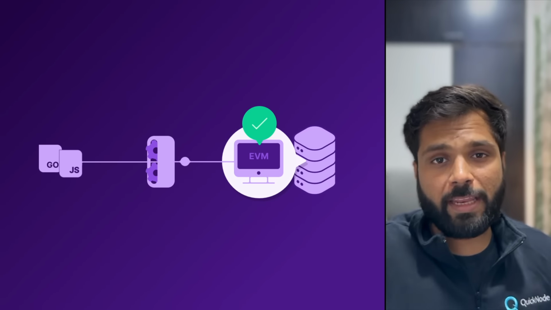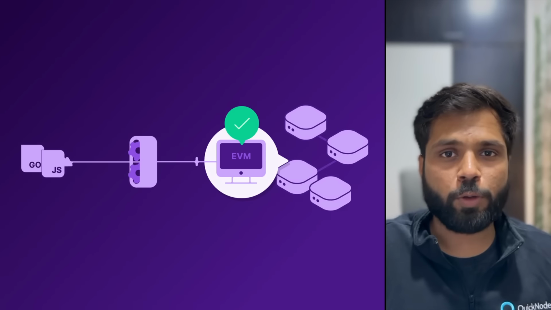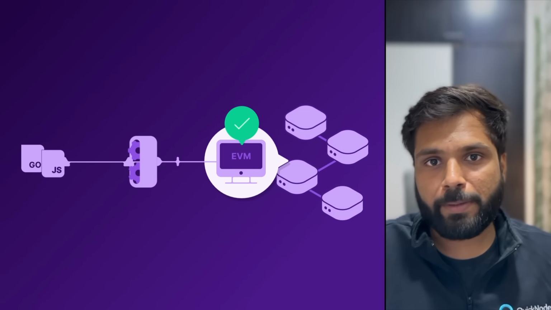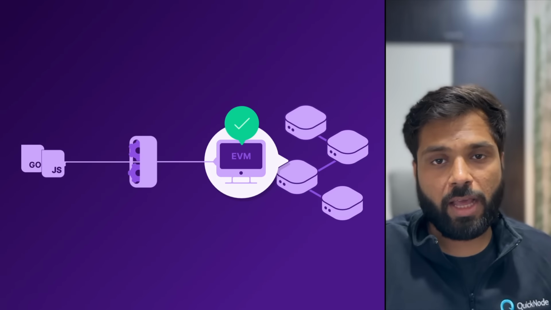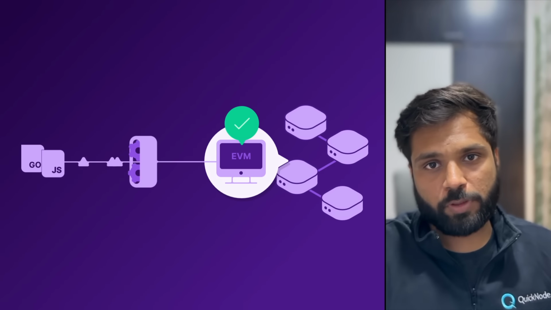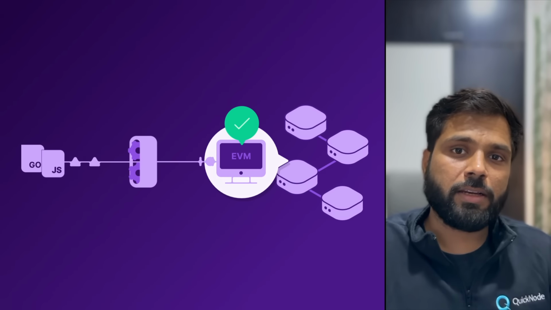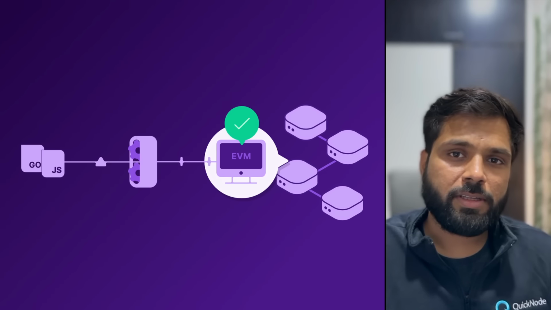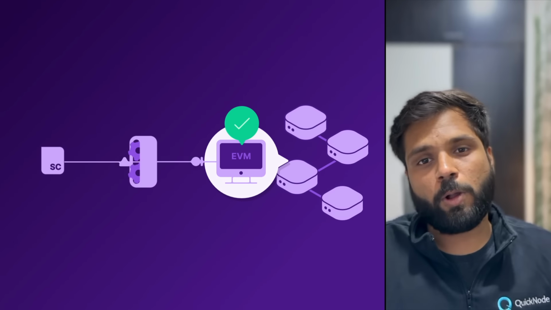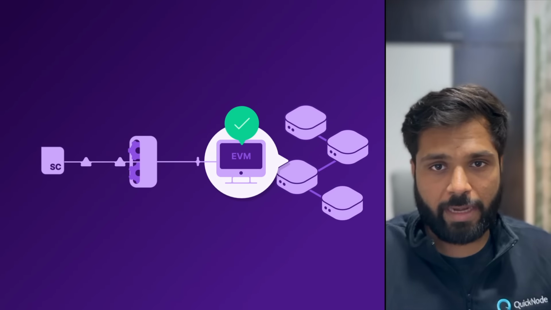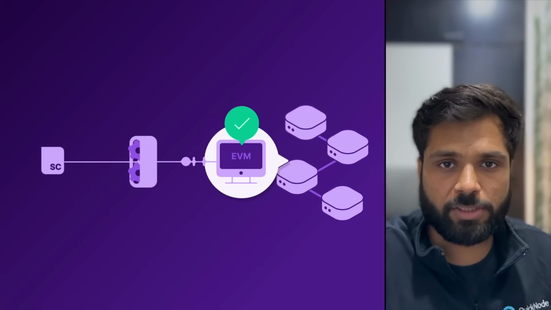EVM on a very high level is a virtual machine, but it's not just limited to one computer, but is maintained by all the node runners of the blockchain network. Unlike Bitcoin, which is a distributed ledger, Ethereum is much more complex. It is a distributed state machine since it not only processes financial transactions but also has smart contracts. And EVM is responsible for executing these smart contract transactions.